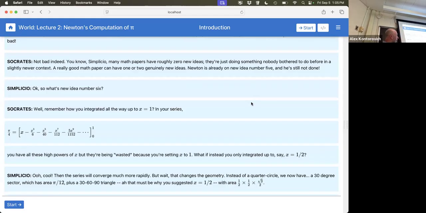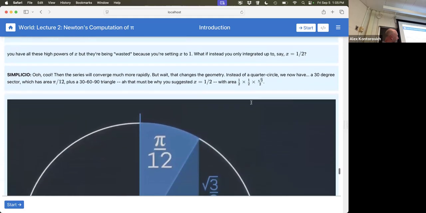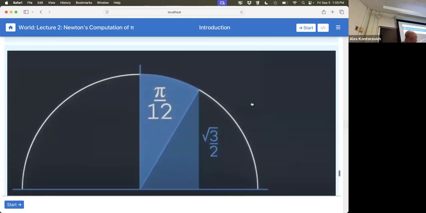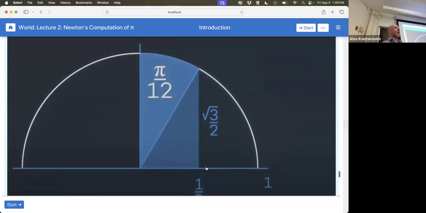The series will converge more rapidly, but wait a second, that changes the geometry. Instead of a quarter circle, we now have what? We have this weird sector thing. We have the area under this curve, up to 1/2. But wait a second, that's not so bad. This is a 30-degree angle. That's 1/12 of a circle. So that's pi over 12. What's left is a triangle with base 1/2 and the 30, 60, 90. I know how to do this. It's √3 over 2 is the height and 1/2 is the base.